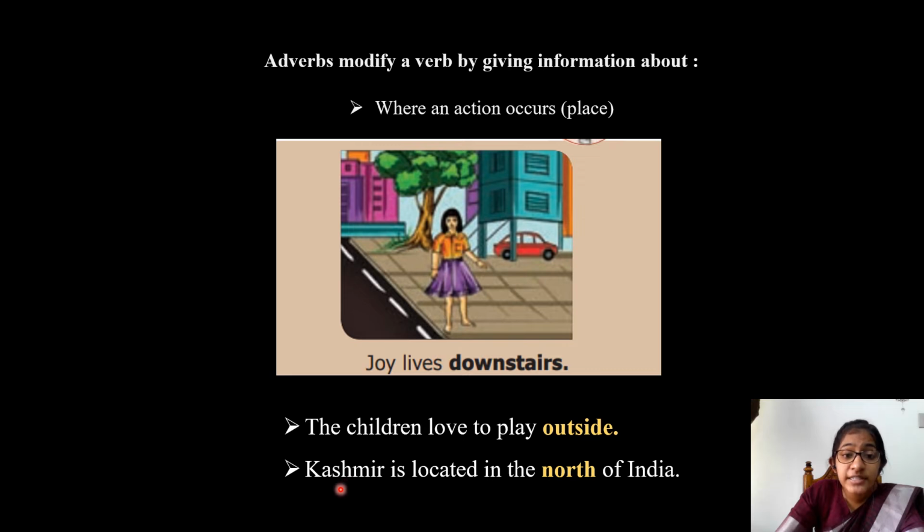Another example: Kashmir is located in the north of India. So Kashmir is located in India, and we got the information particularly about where it is located, the place. So where an action occurs. That is the first point: adverbs modify a verb by giving information about where an action occurs. That is the place. We'll move on to the next.